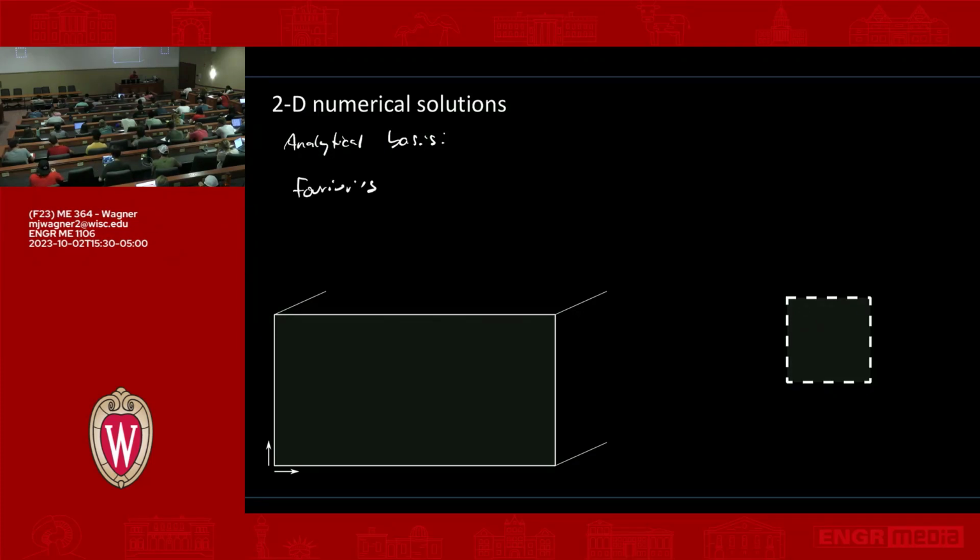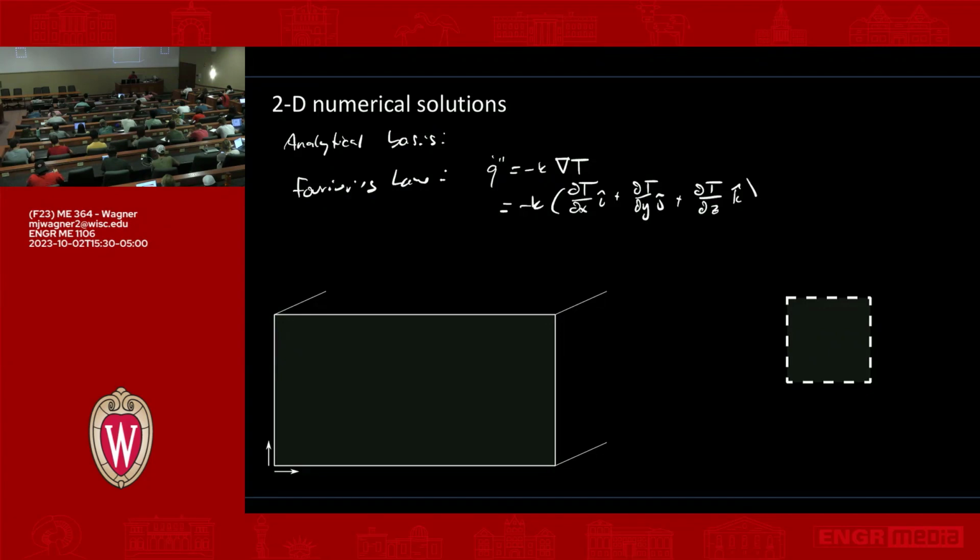So let's write that out in 3 dimensions here. Fourier's law is q dot double prime is equal to minus k times the gradient of temperature. So this for us is minus k times partial of temperature with respect to x. Let's do this in vector format: partial T with respect to x times the i hat, plus partial T with respect to y and the j hat, plus partial T with respect to z and the k hat. Right, k hat is different from conductivity k.